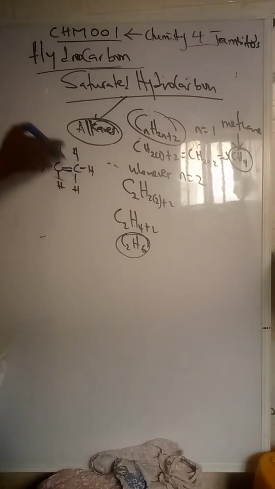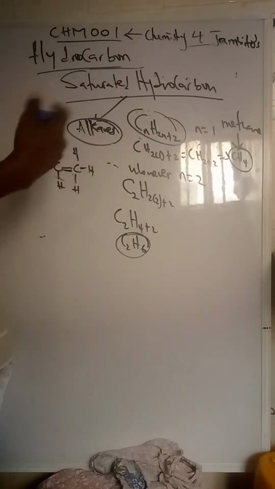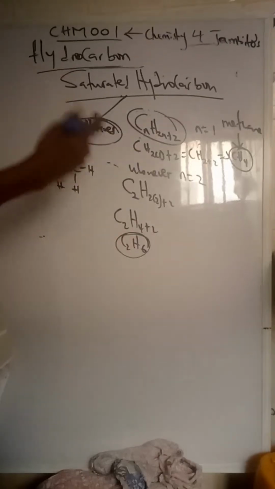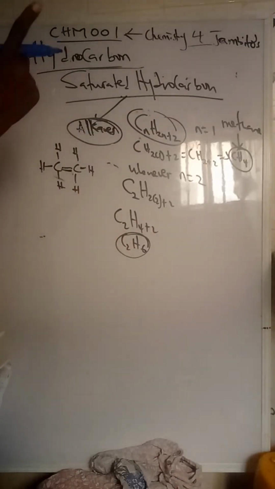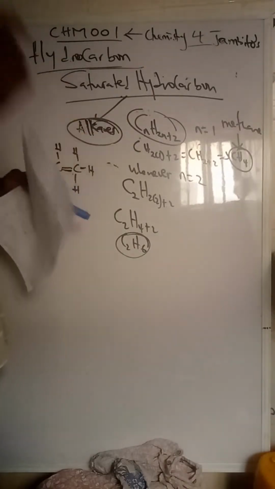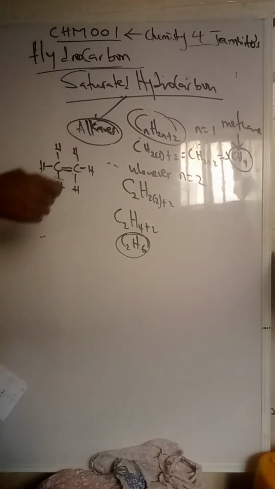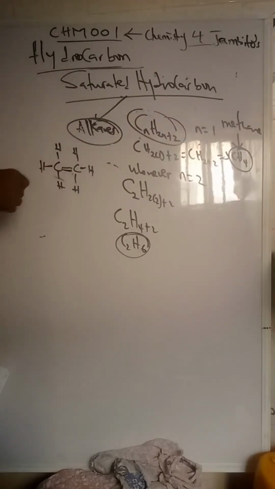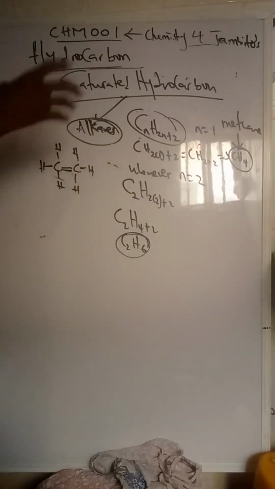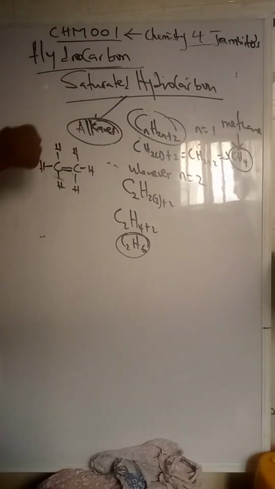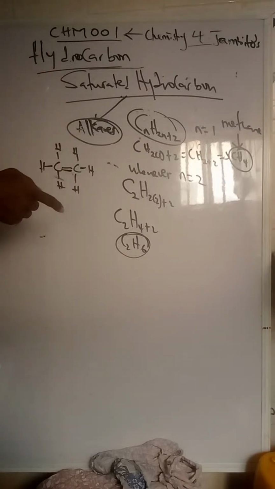So when you have a double bond, it's not saturated anymore, it becomes unsaturated. All those unsaturated ones have double and triple bonds. But saturated hydrocarbons have only single bonds. The kind of bond that exists between the carbon atoms of a saturated hydrocarbon is called a single covalent bond. Note it down. They are less reactive, they are not reactive at all.